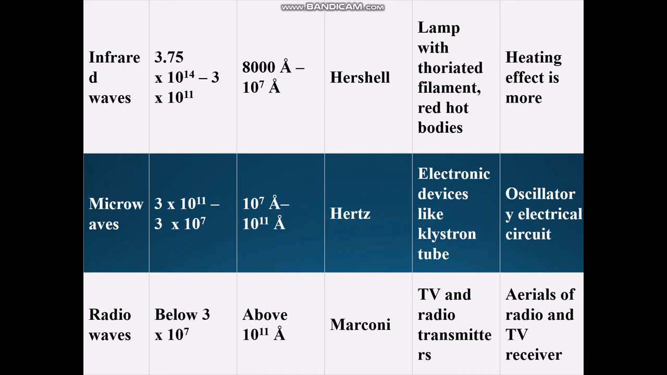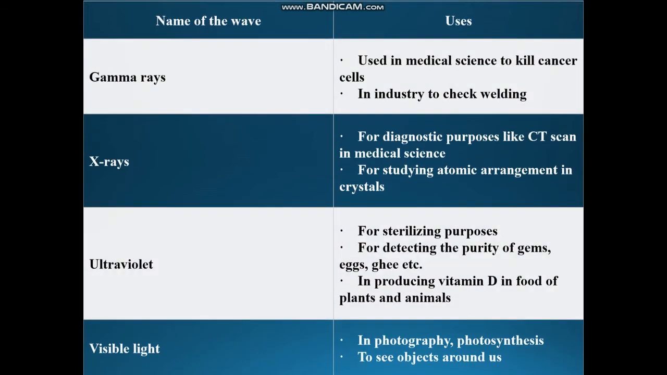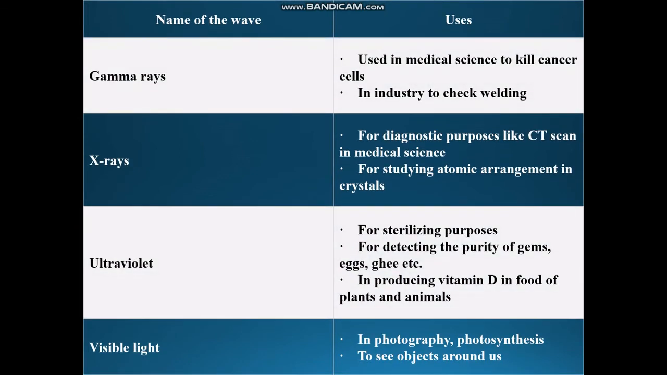Next, we have the uses, a table which will give you the uses of the different waves. Now, gamma rays, what is their use? Used in medical science to kill cancer cells and in industry to check welding. X-rays for diagnostic purposes like CT scan in medical science or for studying atomic arrangement in crystals.